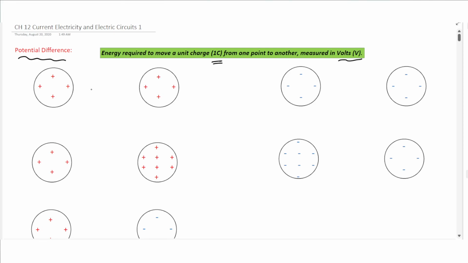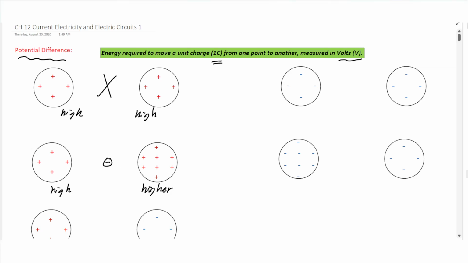So if you have two charges that are the same, this has high energy and this has an equally high energy. So there is no energy difference between the 2 points, so there will be no flow of charge. You cannot move charge between these points. But if you have a high energy and a higher energy, there is a difference in energy, so there will be a flow of charge.